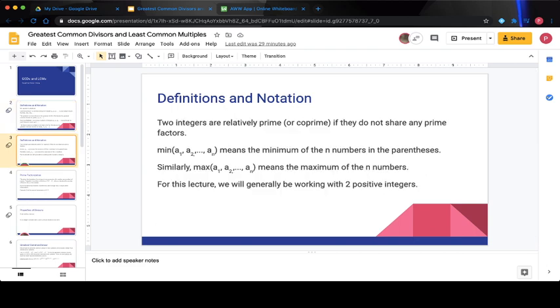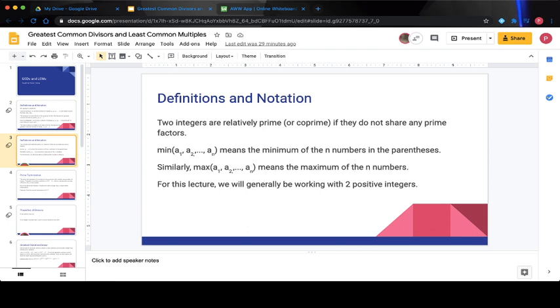So we say that two numbers are relatively prime if they do not share any prime factors. For example, the numbers 9 and 25 are relatively prime. Notice that 9 and 25 do not have to be prime numbers, but since they don't share any prime factors, they're relatively prime.